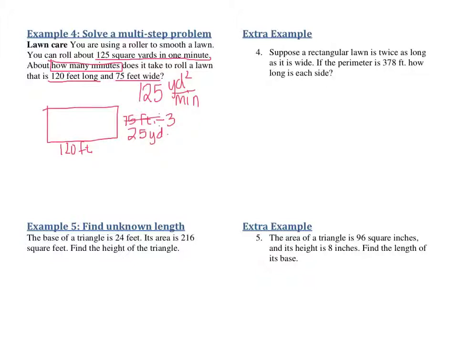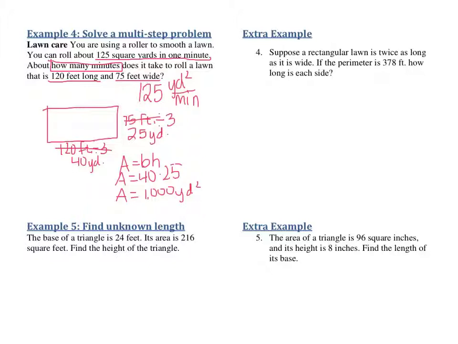We're going to do the same thing for our 120 feet too. We're going to divide it by 3 because there's 3 feet in every yard. And when I do that, I end up with 40 yards down here. So the area of this lawn, I know area for a rectangle is base times height. So my area is 40 times 25. That gives me 1,000, and that's yards squared. Now I've got 1,000 yards squared, and I can do 125 yards squared per minute.